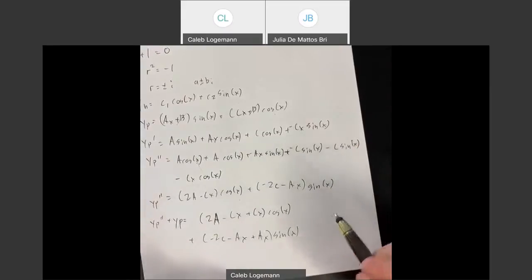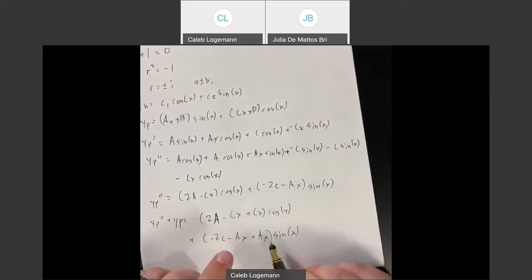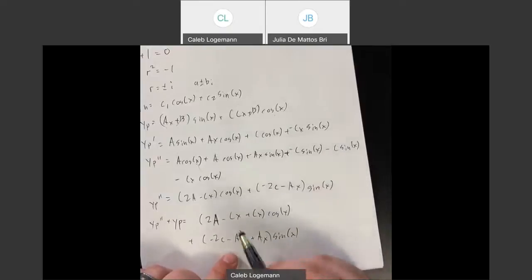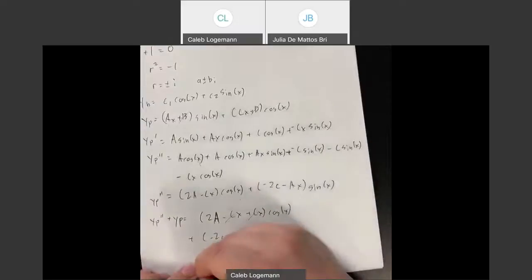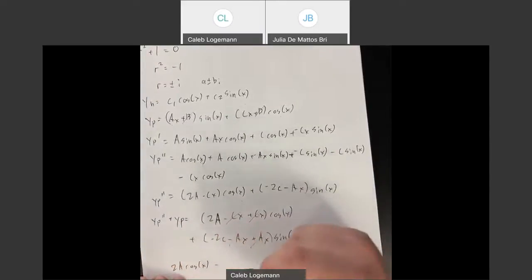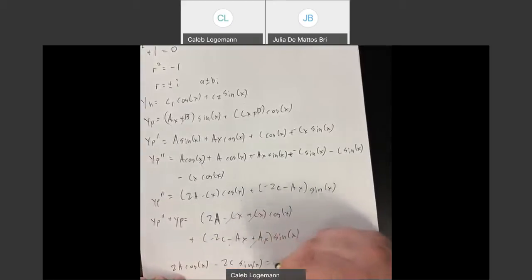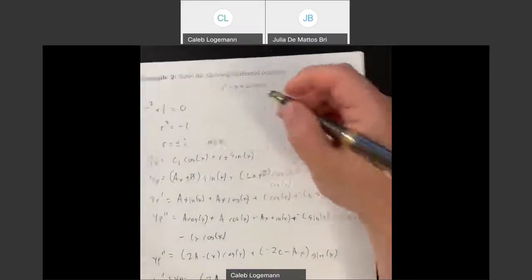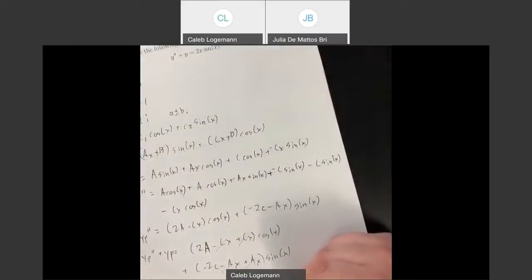All right, so that is not too good. So we see that these cx's cancel. So the left-hand side becomes 2a cosine minus 2c sine equals the right-hand side up here, 2x sine of x.